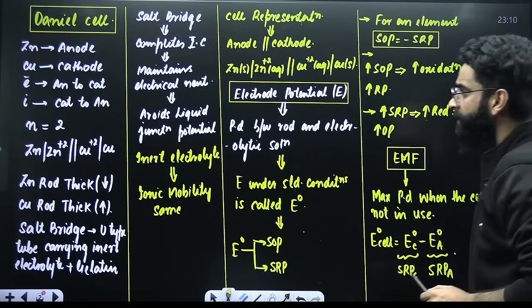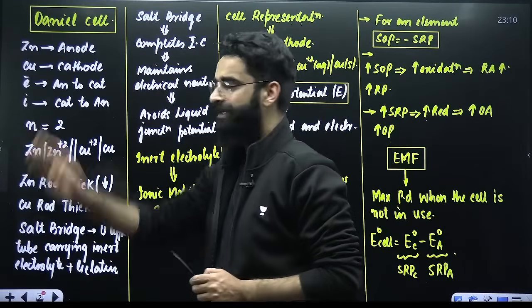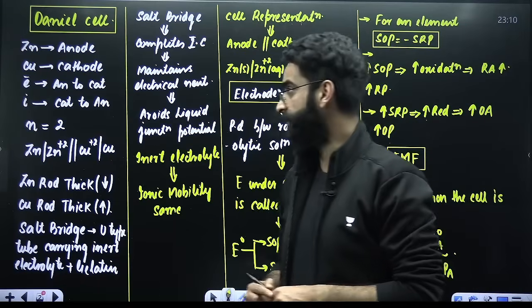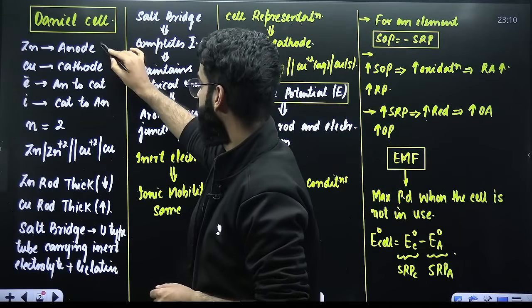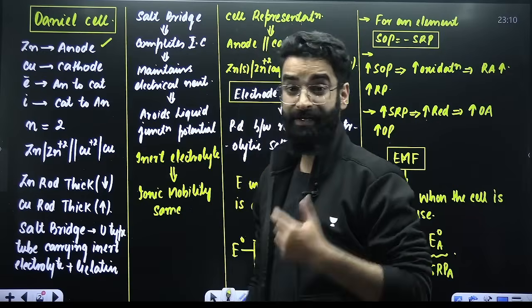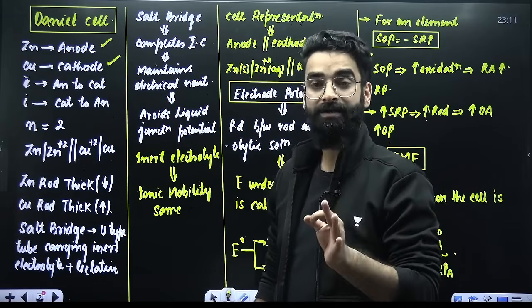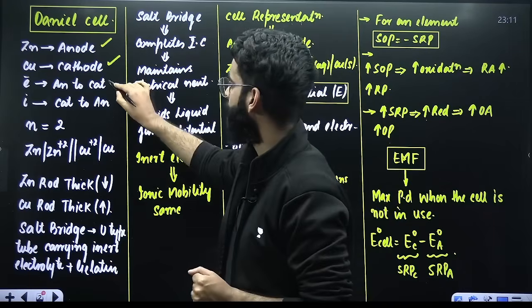Hey students, the first topic is the Daniell cell. In the Daniell cell, we use two electrodes: one is zinc and one is copper. Zinc behaves like the anode and copper behaves like the cathode. The movement of electrons in the Daniell cell is from anode to cathode.